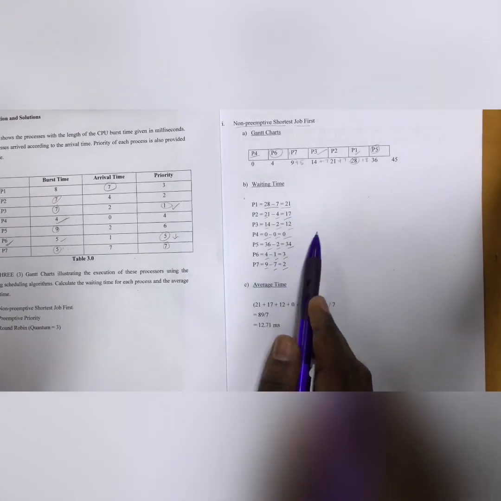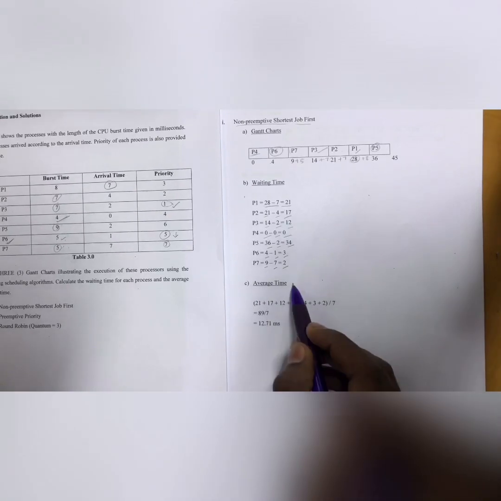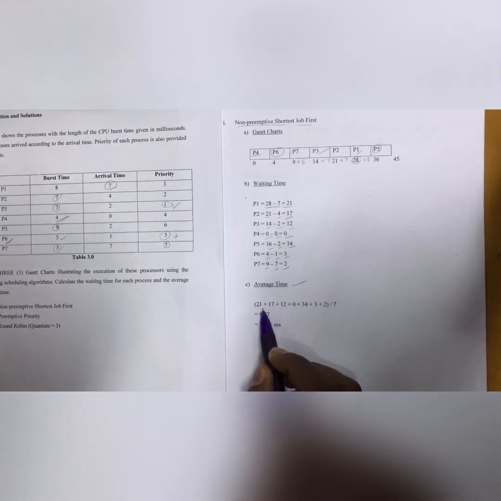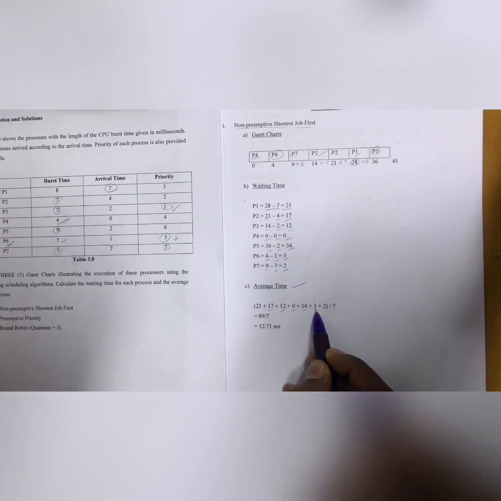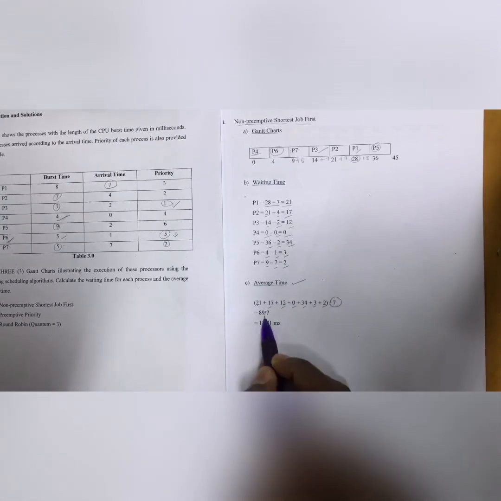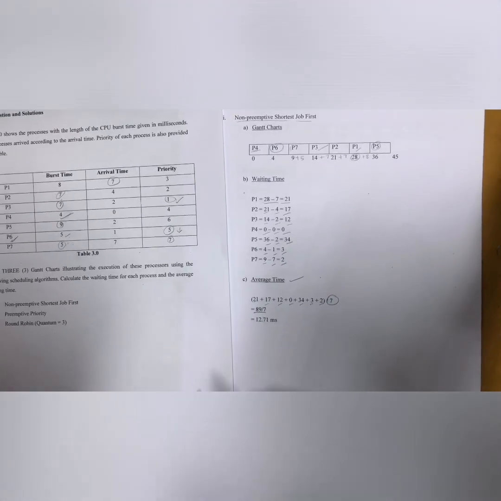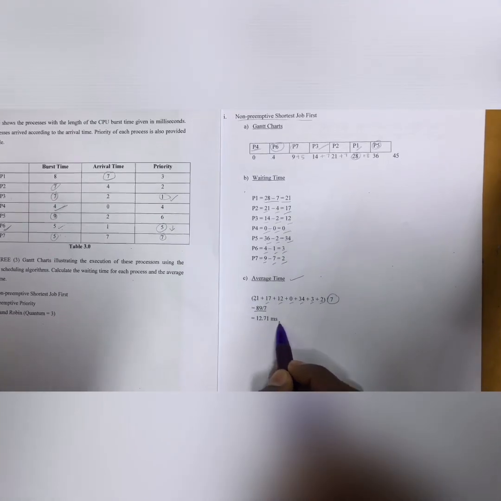As you can see, for the last part, it's the average. The average time would be adding all the waiting times divided by 7 processes. Altogether, when you total it, it will be 89. Divided by 7 processes, the answer would be 12.71 milliseconds.